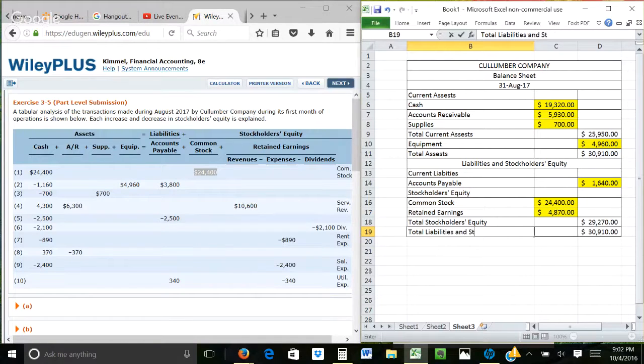And then the total liabilities and stockholders' equity is going to be $30,910. And we see that that is the same as the total assets. So we can feel fairly confident that we accomplished that right. And so there we go. We filled in the 3 transaction sheets. It's very important that you start with the income statement and then the retained earnings statement. And then that gives you the information that you need for the balance sheet.